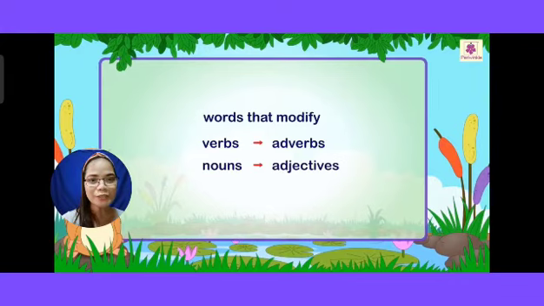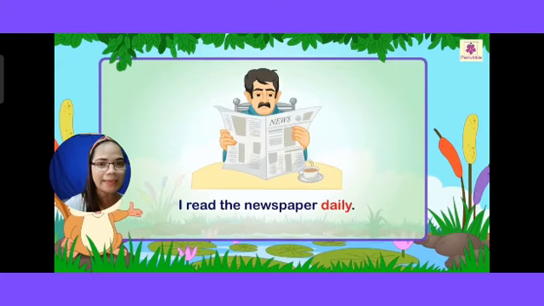So let's continue. The newspaper daily. Okay? So dito, meron action word. That is read. Sinasabi, I read the newspaper daily. At pwede siyang sumagot sa tanong na kailan. When do you read newspaper? You can say, daily, meaning this is an adverb. Kasi sumasagot siya sa tanong na kailan.